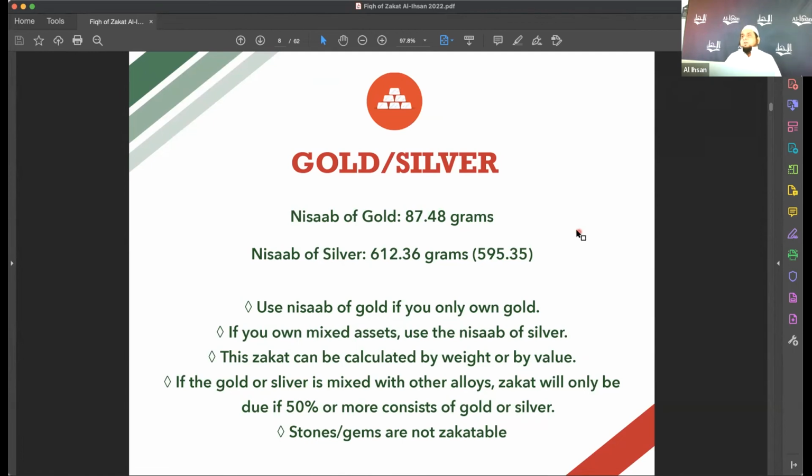Stones and gems are not zakatable. Zakatable is a term you're going to hear a lot. Zakatable means zakat is due on it. Stones and gems, diamonds, rubies, anything like that, zakat is not due on it. Platinum rings or any other metals, zakat is not due on it. It's only due on gold and silver.